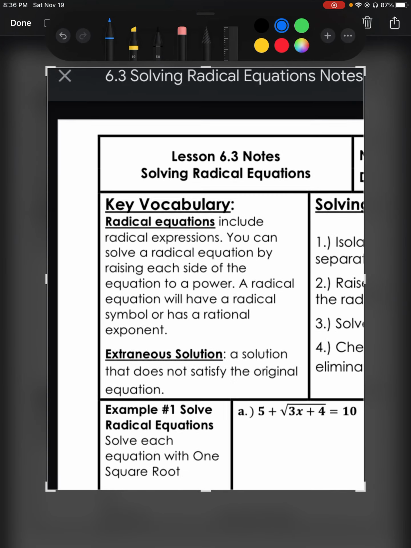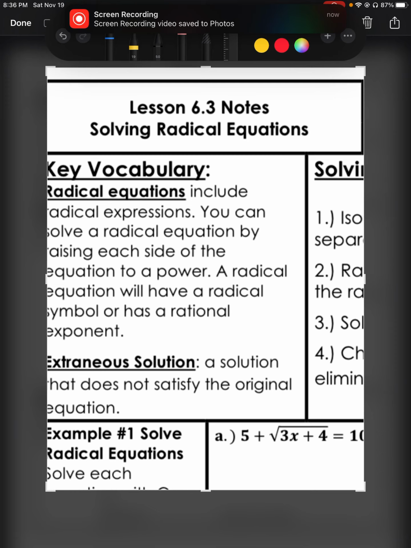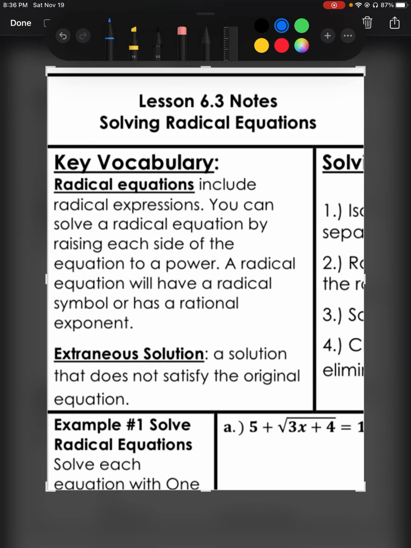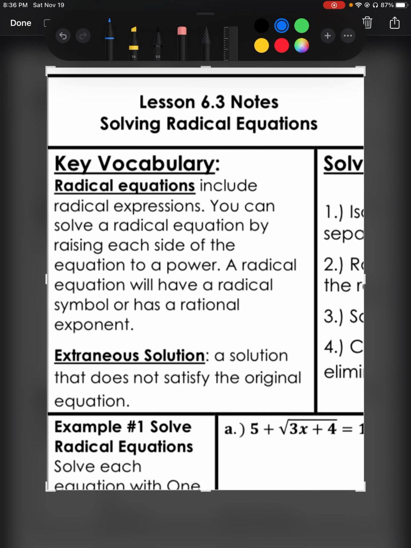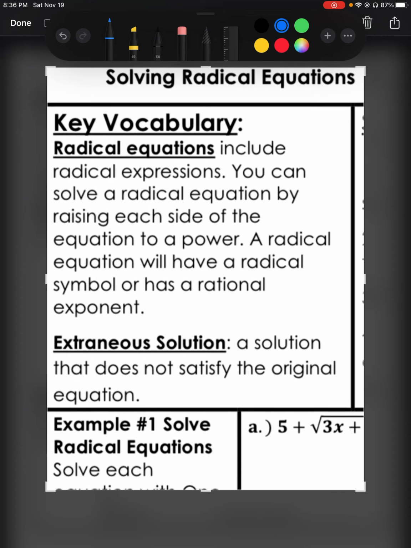Alright everyone, so today we're going to be doing a lesson on 6.3, which is solving radical equations. So we did a lesson 6.2 on simplifying radical expressions. So this is going to be implementing those rules in the form of an equation. So go ahead and read through the key vocabulary.